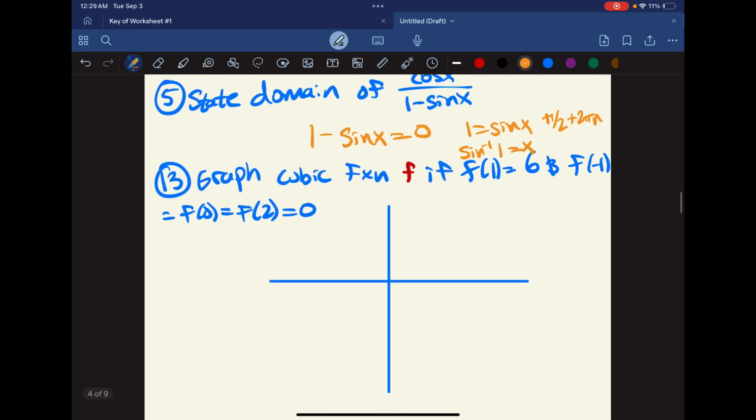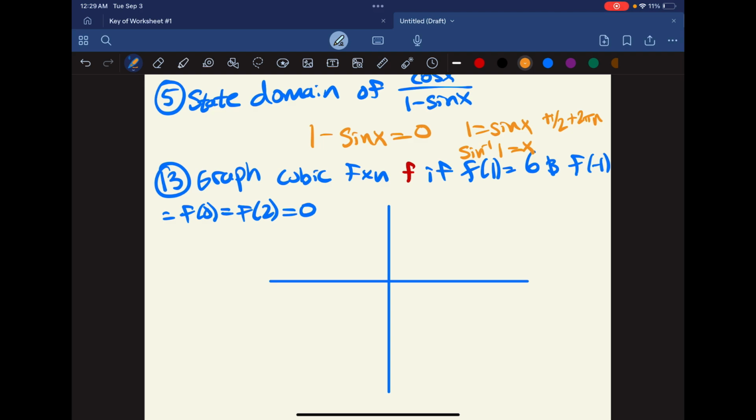Okay, so now graph the cubic function if f of 1 equals 6 and f of negative 1 equals f of 0 equals f of 2 equals 0. So this is an interesting question. You might notice that sometimes I don't copy the questions from the textbook verbatim, and that's generally just because I feel like sometimes there's a more interesting way to express these to work more like math concepts, I guess. And I think graphing is more interesting here.